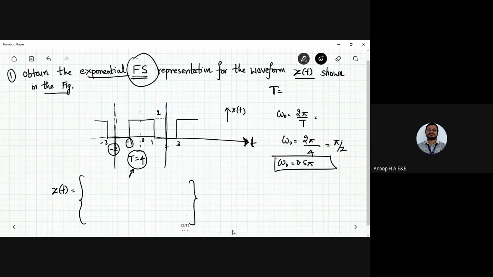When I start from -2 to -1, that is, when t is between -2 and -1, what is the magnitude there? That is 0.